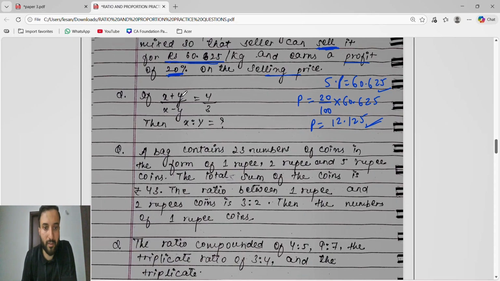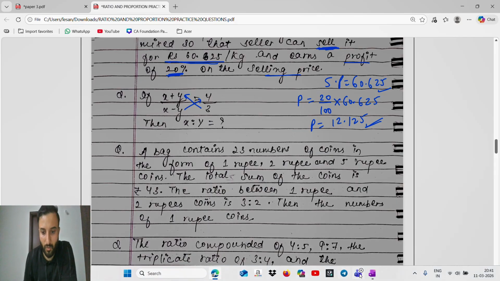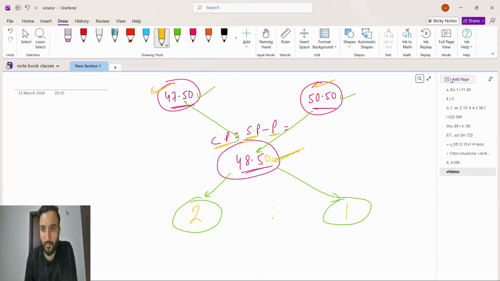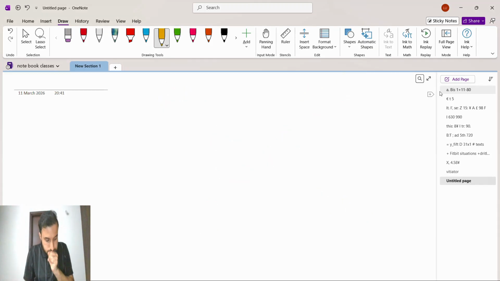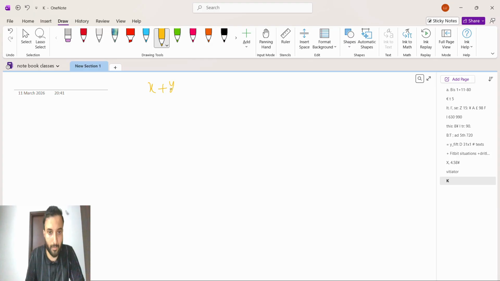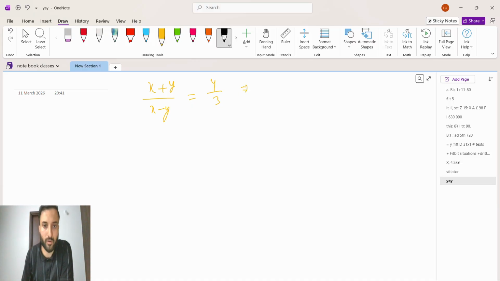Now (x plus y) divided by (x minus y) is 4/3, guys. Very simple thing. We will do the cross multiplication. So what will we get? (x plus y) divided by (x minus y) equals 4/3. I hope you're understanding, right?